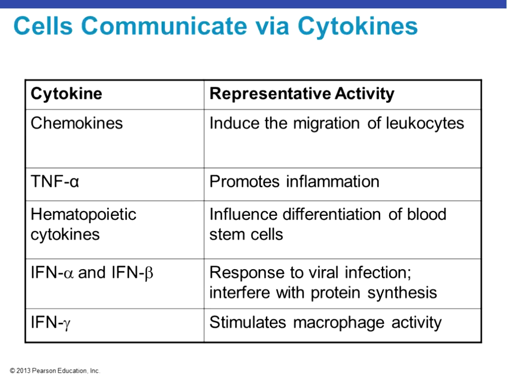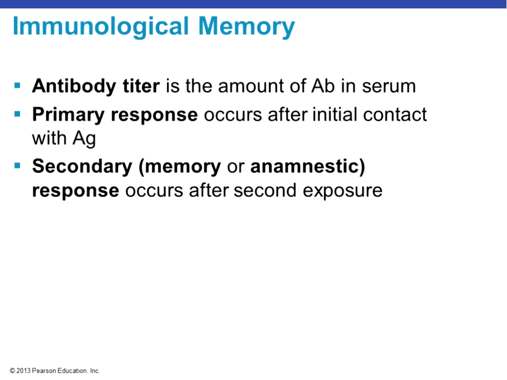Cytokines are chemical messengers. They're going to induce the migration of leukocytes. That's one of the things that they can do. These interferons, I'm more concerned with you remembering, alpha and beta respond to viral infections, and they will interfere with protein synthesis within the cell so that the virus can't make copies of itself. And then gamma interferons are going to stimulate macrophage activity.